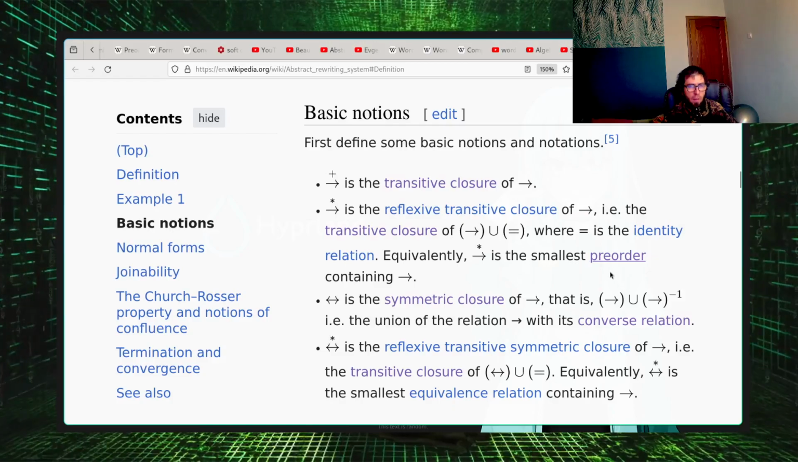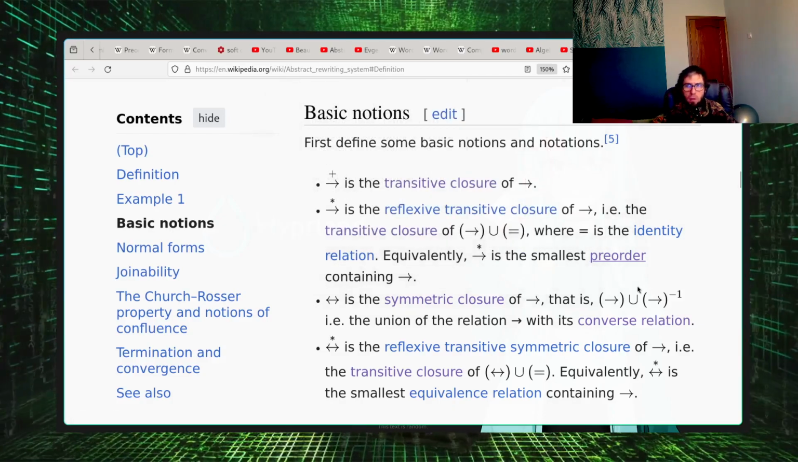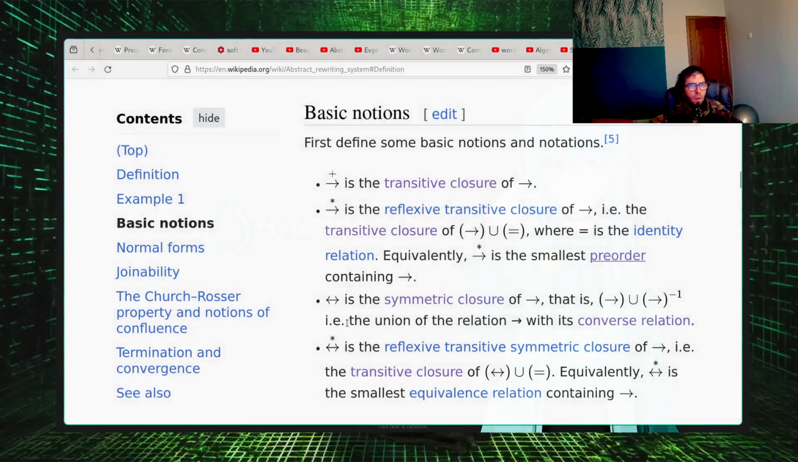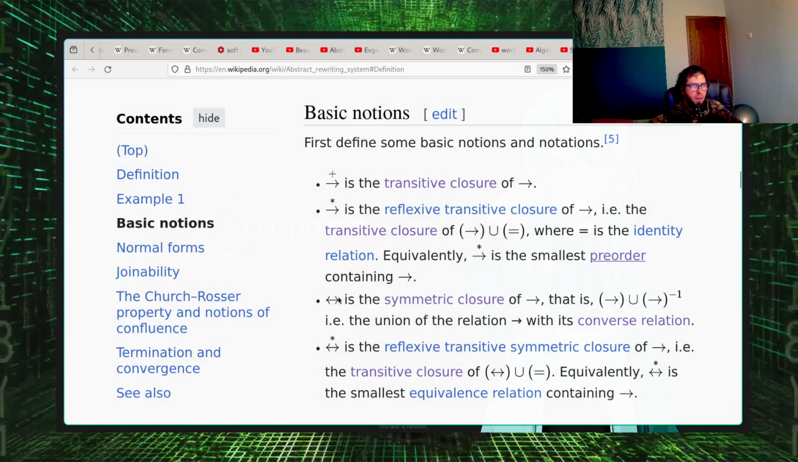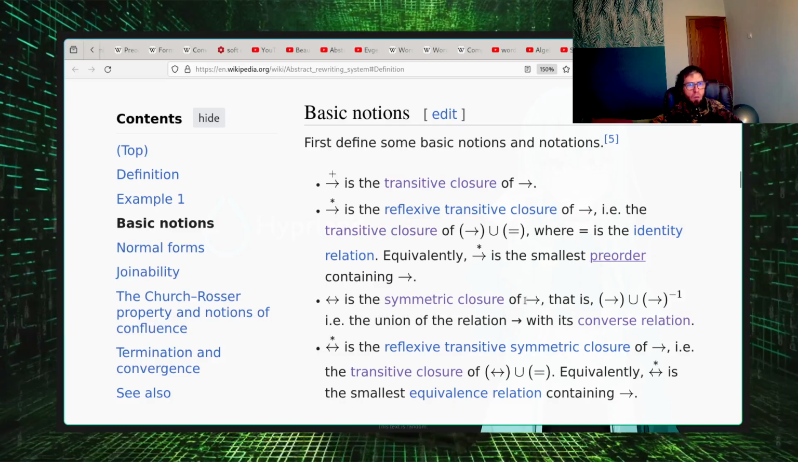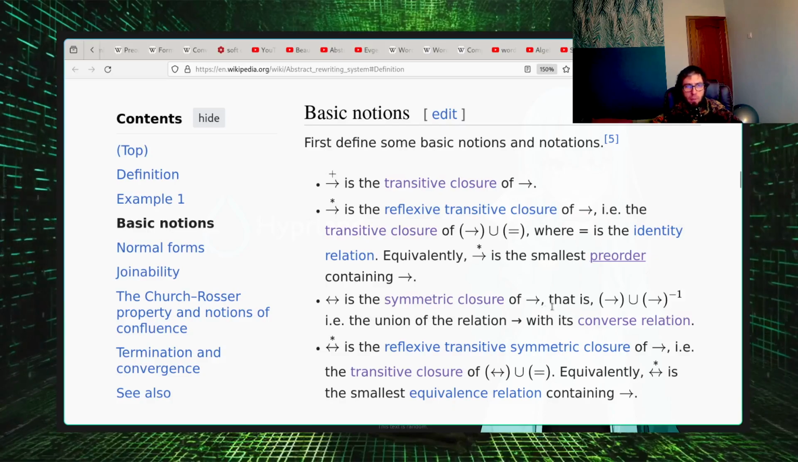Equivalently, we can say that arrow star is the smallest preorder containing arrow. So let's remember that the preorder doesn't have the symmetry. So this means that we can move only in one direction. And also we have the reflexivity. Also, we have this equivalence arrow, and it is the symmetric closure of just the arrow relation. We can define it as a union of the arrow relation with the converse of this arrow relation.